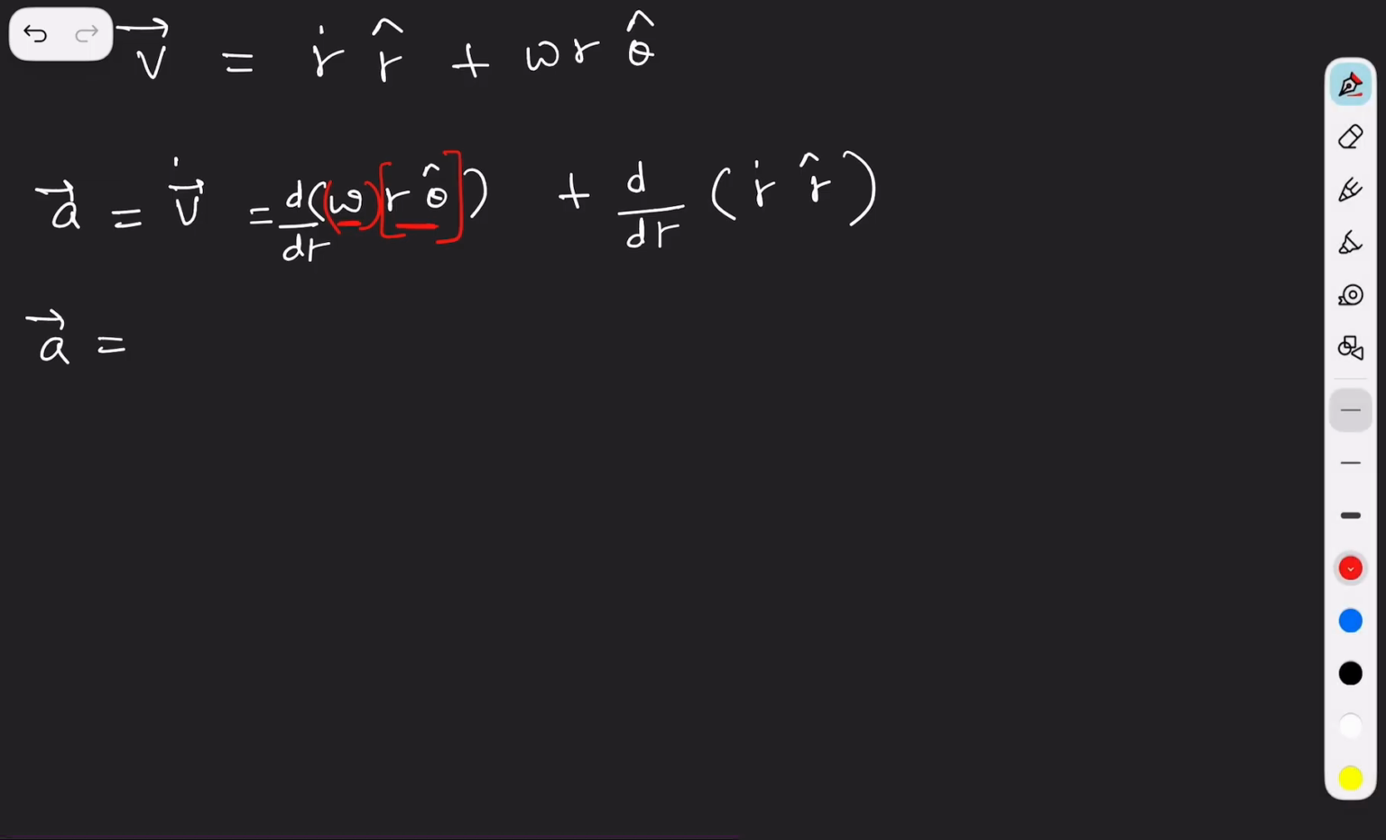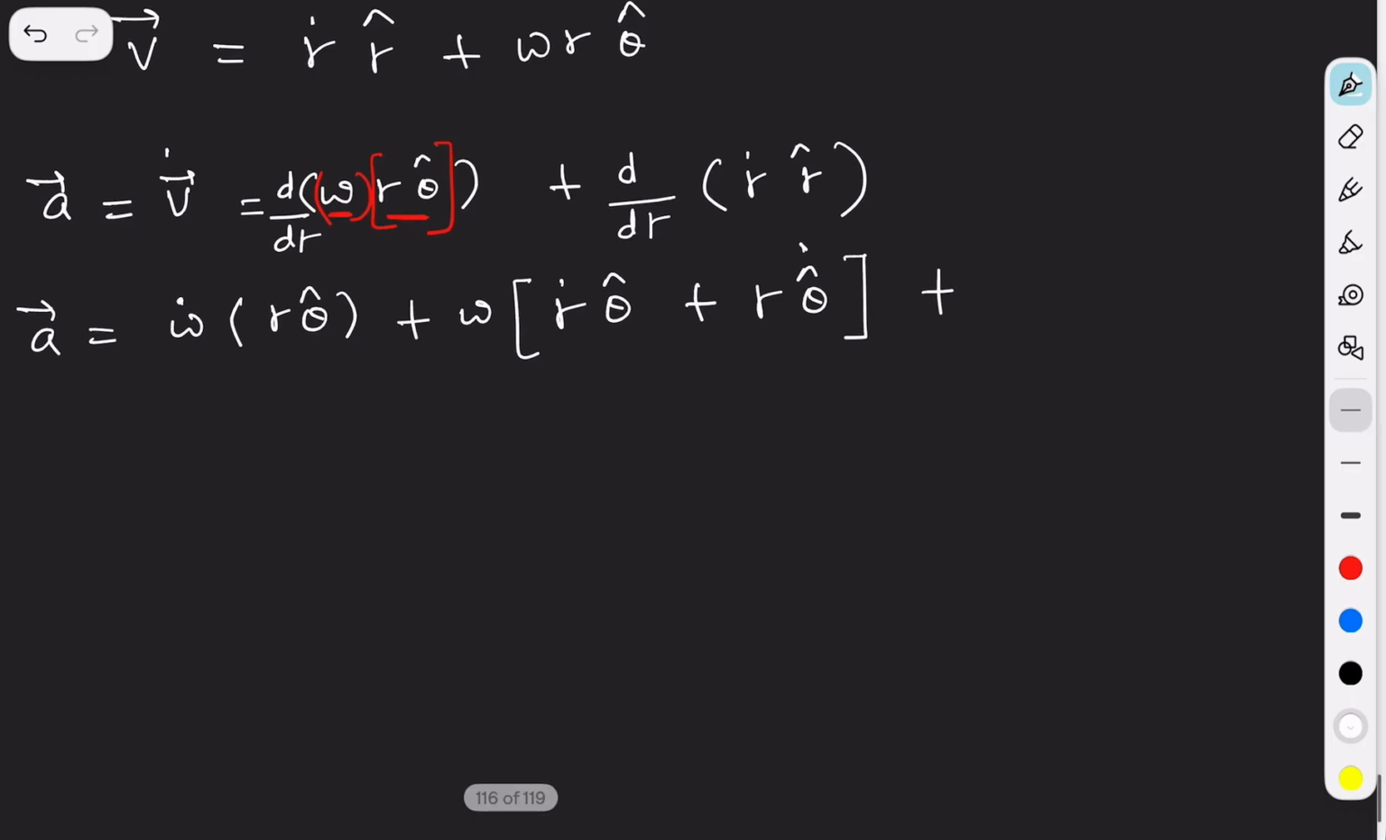So first thing is omega dot multiplied by r theta cap, plus now we put omega as the second function and differentiate this r theta cap as a function. So it will become r dot theta cap plus r theta cap dot. Plus, now we are moving on to this.